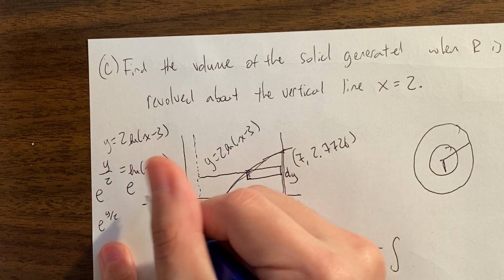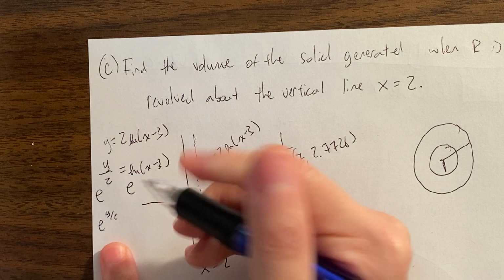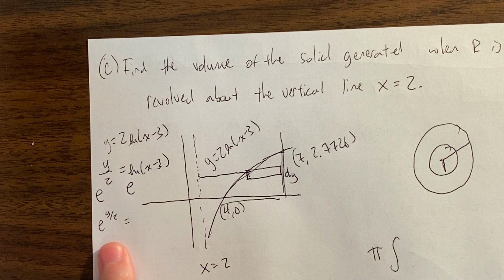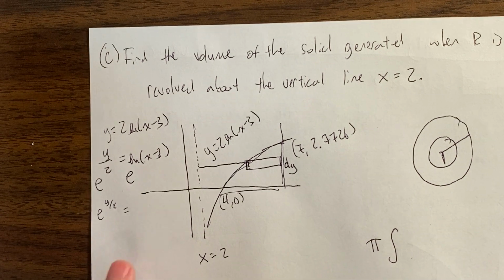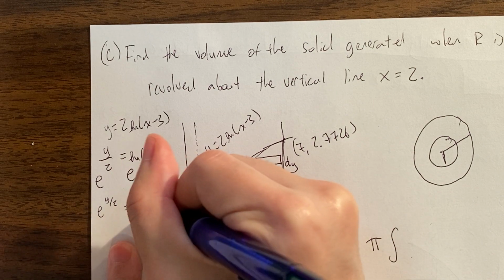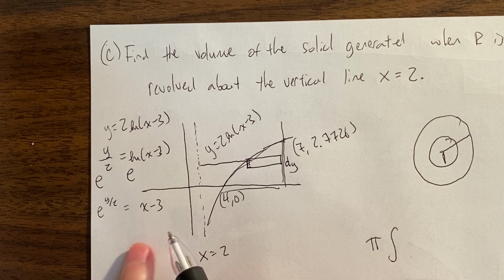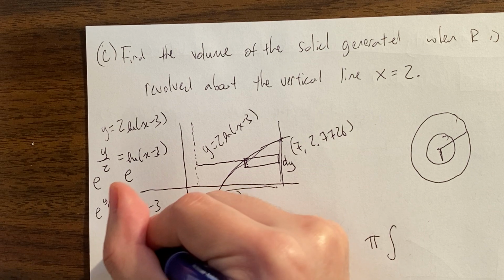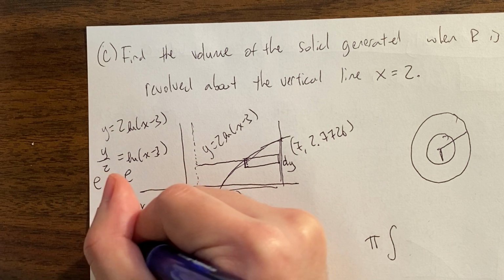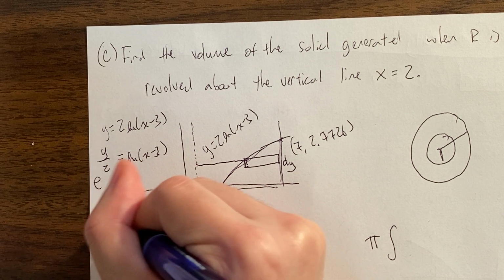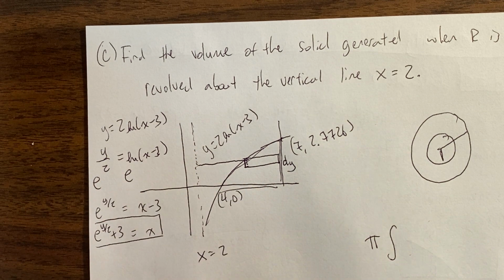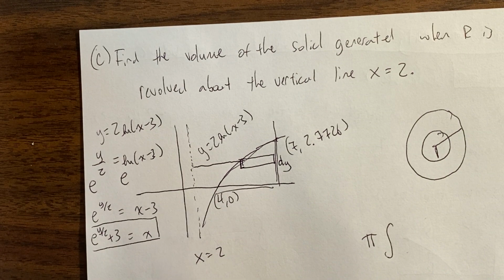Nothing to simplify there. But why I'm doing this is that this e and ln will cancel out based off exponential and logarithm inverse properties. And we're going to be left with x minus 3. And then, again, I'm trying to isolate x. So I'm going to add 3: x equals e^(y/2) plus 3. So this is the formula I'm going to use when I do right minus left instead of top minus bottom.